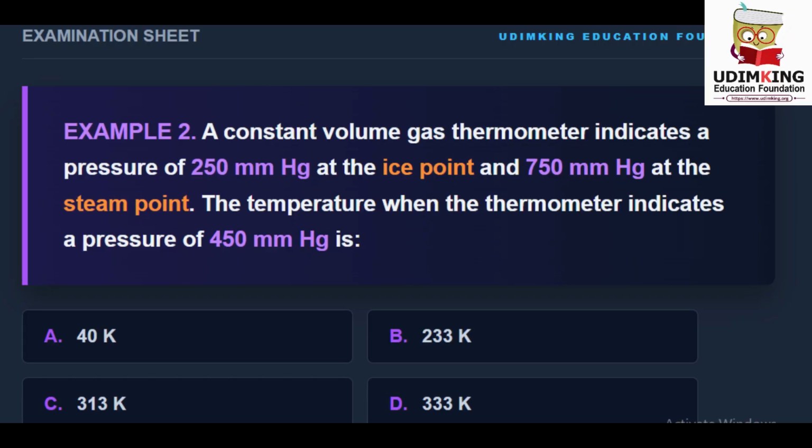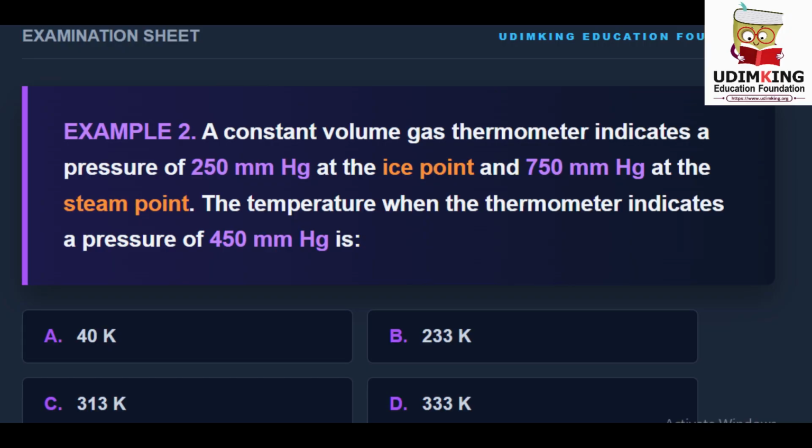Today, we are walking through a comprehensive step-by-step resolution of Example 2, focusing on the mechanics of constant volume gas thermometry. On the screen is our Example 2 question. Let's begin by reviewing our problem profile.